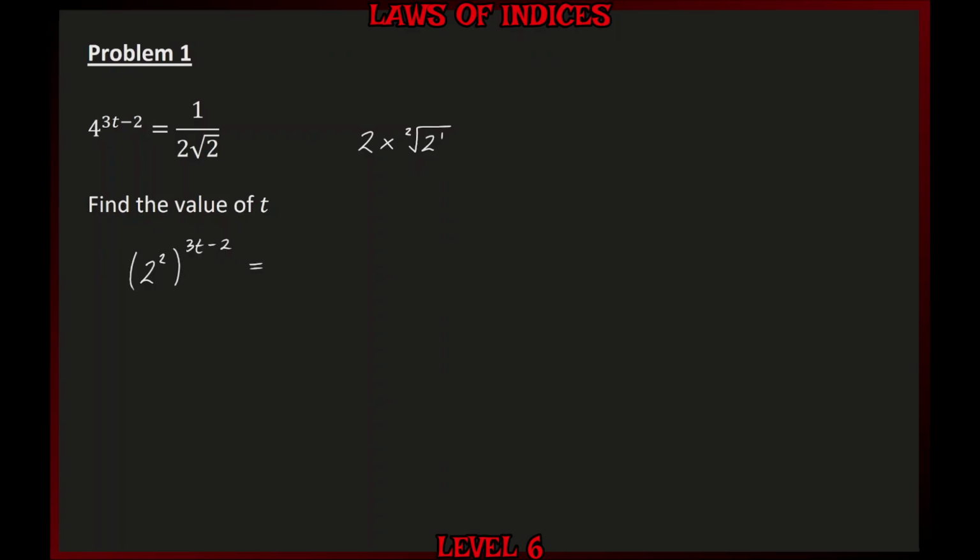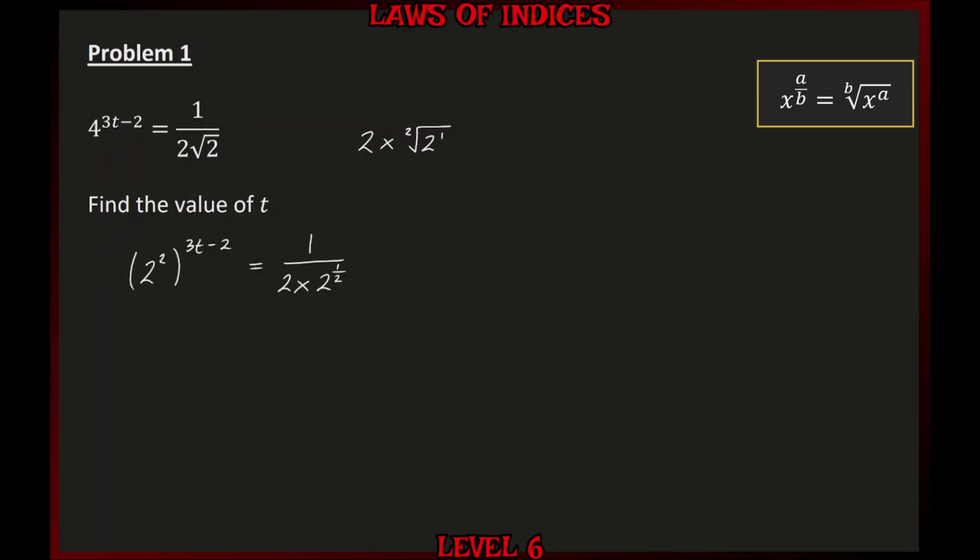And the square root of 2 to the power of 1 can be rewritten using this law, which tells us that this will have a fractional power with numerator equal to 1 and denominator equal to 2. So the right hand side of the equation becomes 1 over 2 times 2 to the power of 1 over 2, or a power of a half.